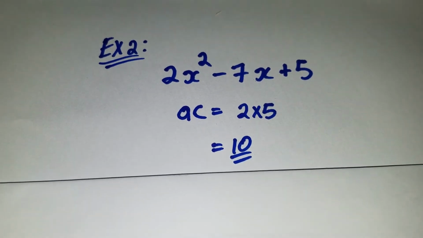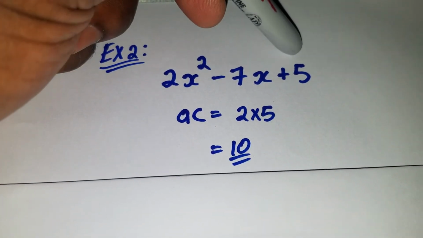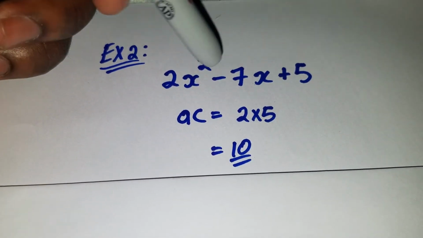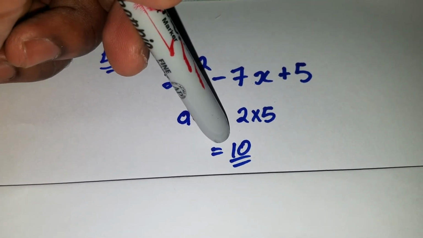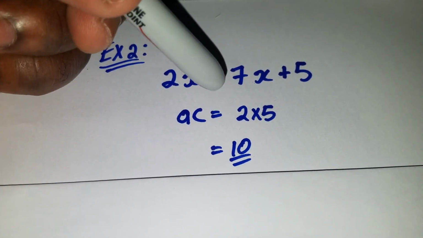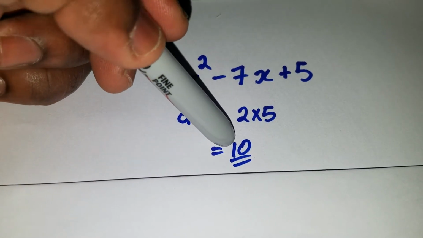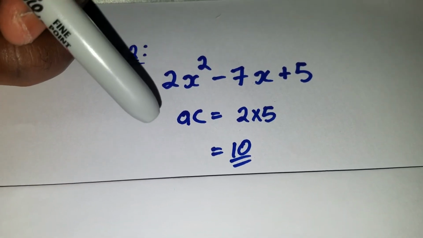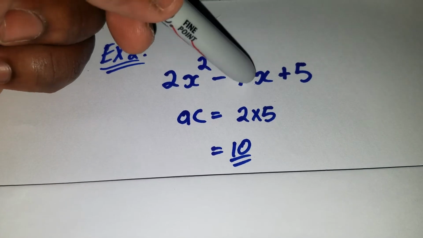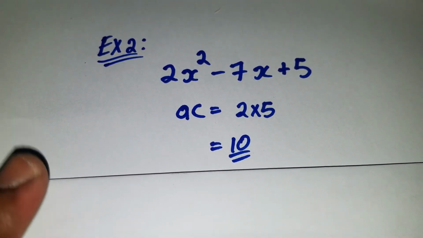So the first thing we're going to do once more is find 2 times 5, which is a times c. So 2 times 5 will give us 10. Now what we're going to do is try and find two numbers that if we were to multiply those two numbers we would get positive 10, but if we were to add those same two numbers we would get negative 7. Now what two numbers would that be?